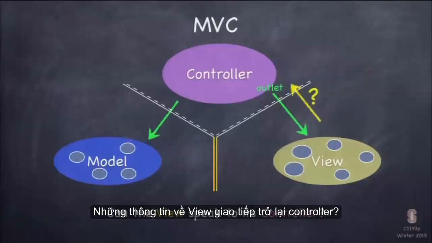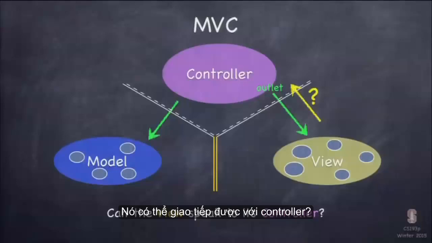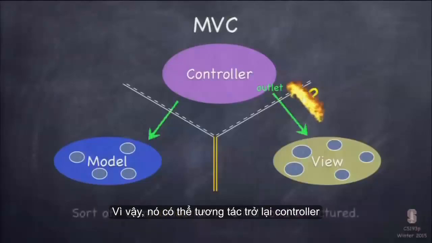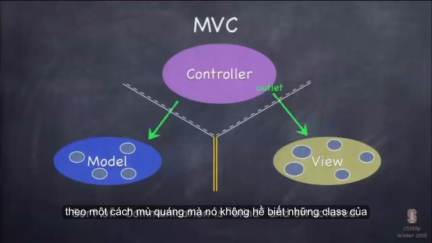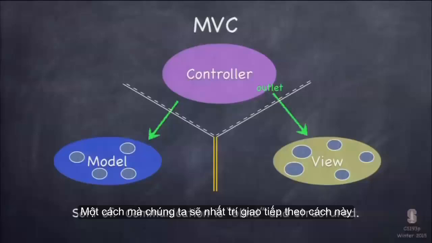What about the view talking back to the controller? You got these generic view objects like buttons. Can they talk to the controller? Well, yes, they can, but they have to be careful because the view objects are generic. So they can't really know much about the controller. So they can only communicate back to the controller in a blind way, where they don't know the class of the thing they're talking to, and in a structured way, a way where we all agree we're going to communicate this way between the view and the controller.